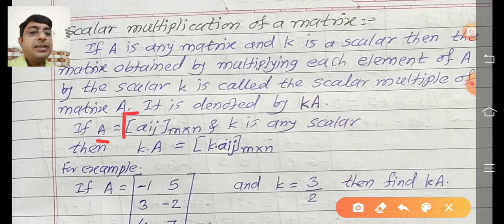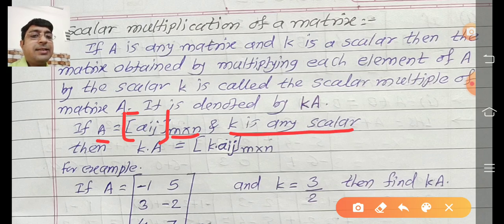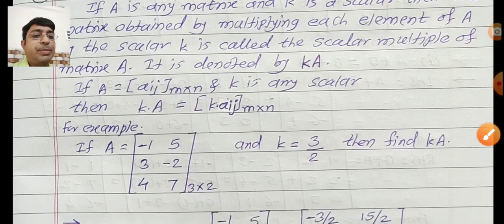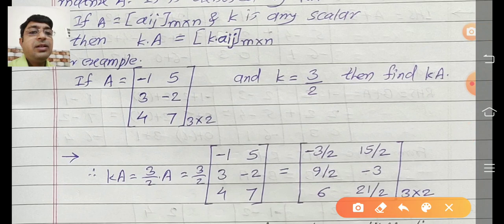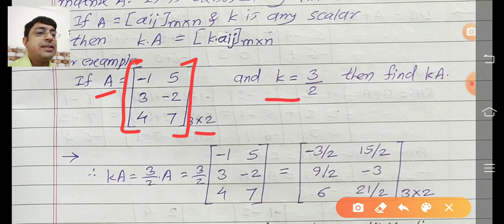If matrix A is given as Aij having the order m by n and K is any scalar, then K into A means nothing but multiplying that scalar K to each element in matrix A. So we write in general format K into Aij having the order m by n. For example, matrix A is given here having the order 3 by 2 and the value of K, that is one scalar, is 3 by 2, then find K into A.